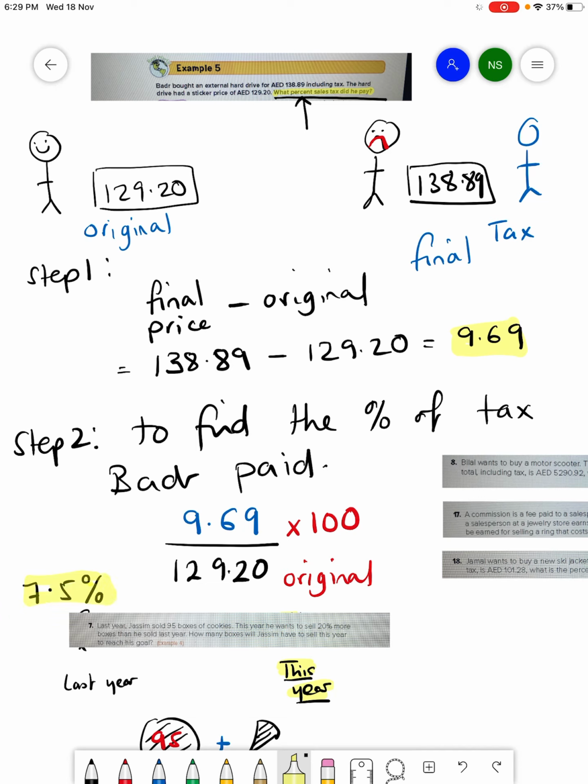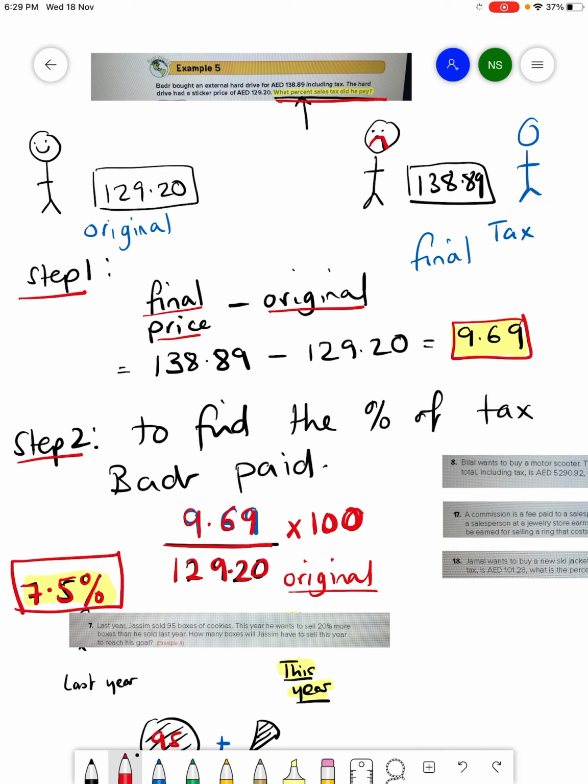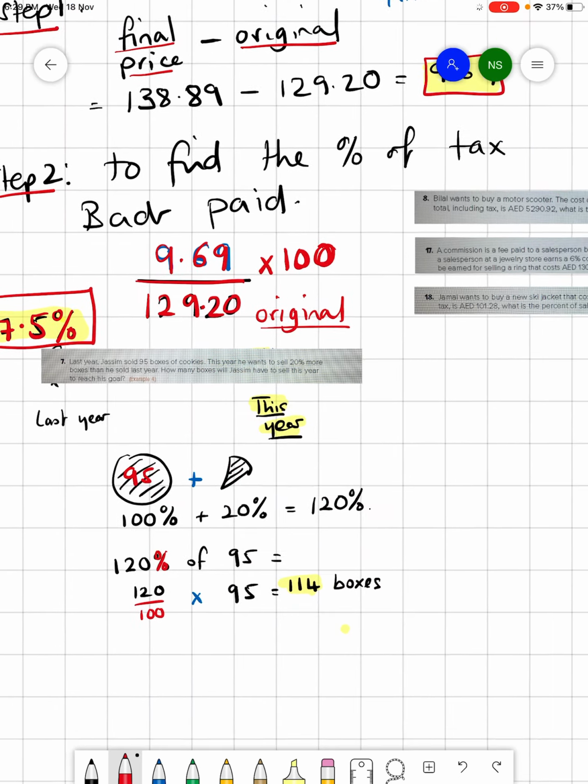Badr paid 7.5% tax. What percent tax did Badr pay? Badr paid 7.5% tax. So 2 steps. Step 1, find the difference between the final price and the original price. Step 2, take that difference, 9.69, and divide it by the original price. And then don't forget to multiply it by 100, and that will give you the percent that you paid in tax.